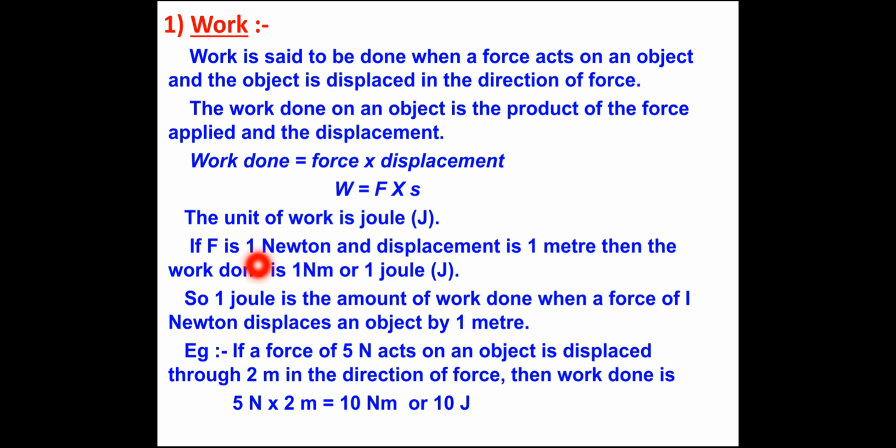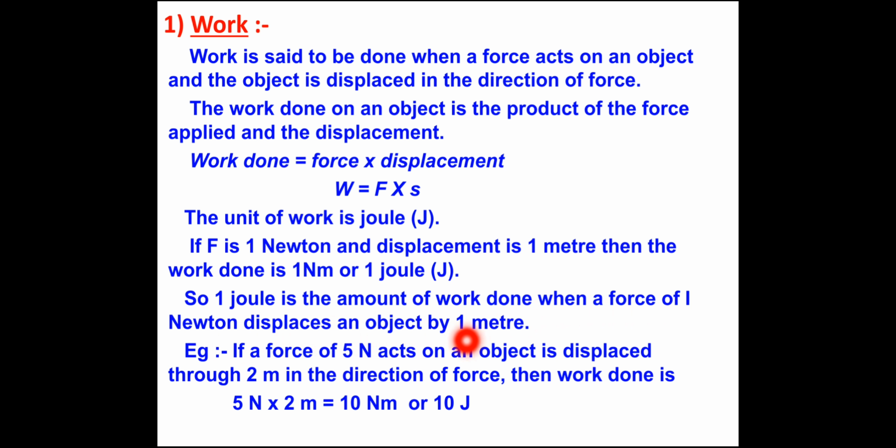If there is a force of 1 Newton and displacement of 1 meter, then definitely work done is 1 Newton meter. Otherwise you can say 1 joule. Now what is meant by 1 joule? See here, 1 joule is the unit of work done. 1 joule means the amount of work done when a force of 1 Newton displaces an object by 1 meter.